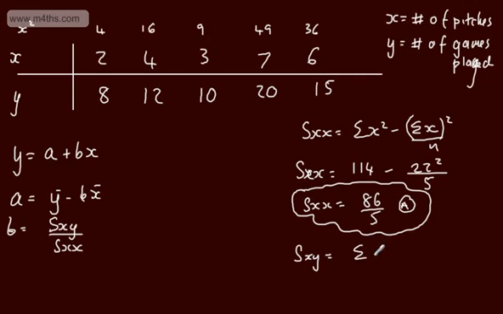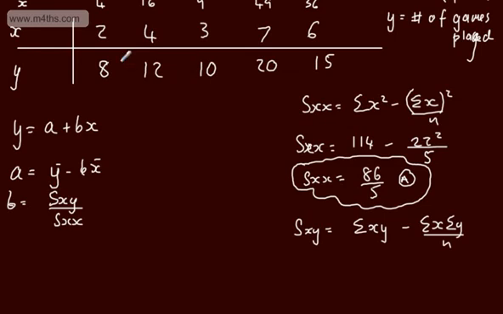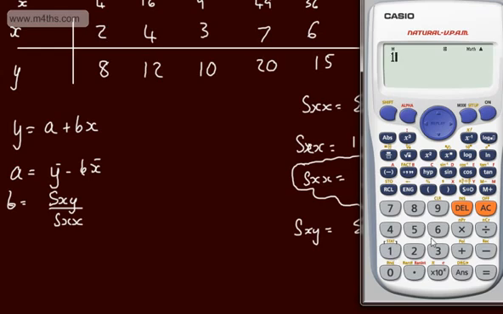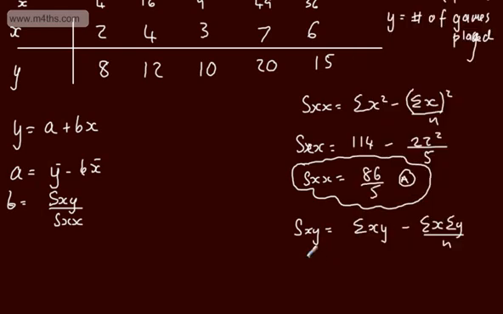Sxy is going to be the sum of xy. Now, the sum of xy is going to be the multiple of these two, okay? And then we have minus the sum of x multiplied by the sum of y, divided by n. So let's multiply these. I'll just put these straight through the calculator to save the hassle. If I multiply those two, I'm going to get 16, plus 48, plus 30, plus 140, plus 90. So what's that going to give me in total? That's going to give me 324. So the sum of xy is equal to 324.